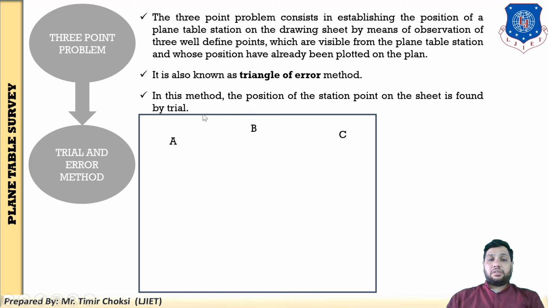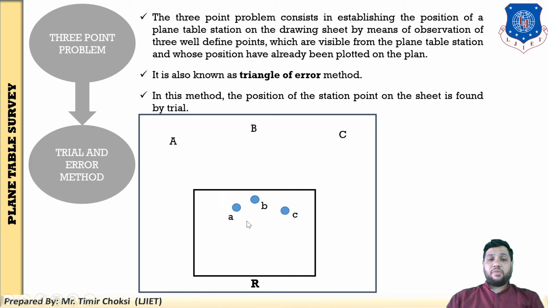Okay, in this method, the position of the station point on the sheet is found by trial and error. You have to find the position of the new station. A, B and C are 3 well-defined points. Now we have established the station R. Small a, small b and small c are already plotted on the drawing sheet. You have randomly put the station R between A, B and C. This is not the right position. You have to find the right position now. So how to find it? A, B and C are already plotted.